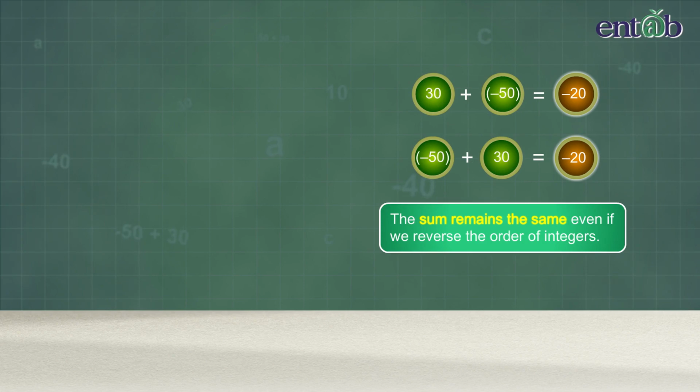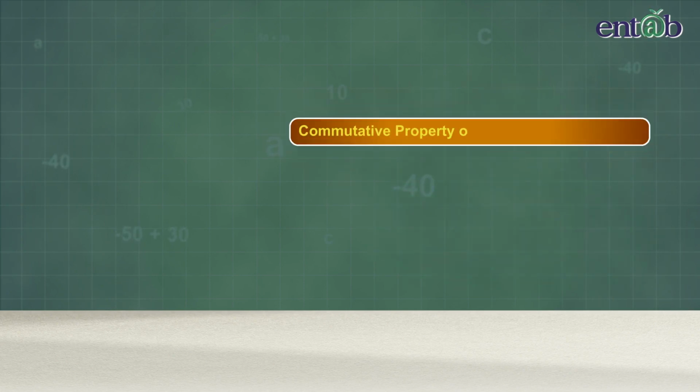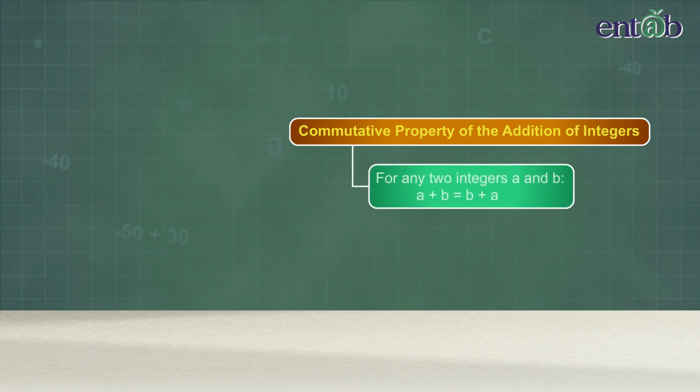This property of numbers is called the commutative property of the addition of integers. We say that the addition is commutative for integers. In general, for any two integers a and b, we can say a plus b is equal to b plus a.